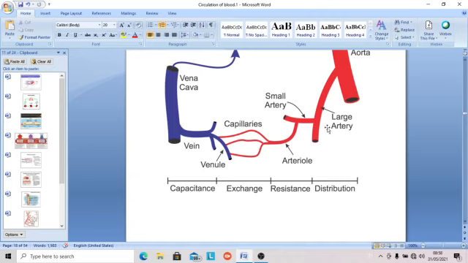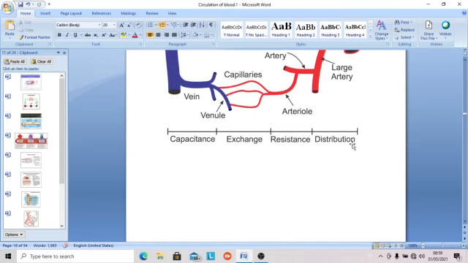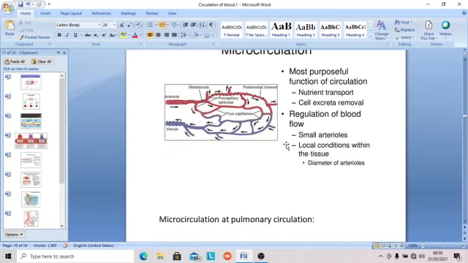So the area of distribution, then the area of resistance, then area of exchange in capillaries. Whatever is to go into the tissues, whatever is to be taken from tissues, the area of exchange. And then area of capacitance. Now you don't have pressure in it. A lot of blood is stored here. That is called capacitance. After the blood has come here, slowly it will move on, but more than 80% of blood is stored in the venous system. So distribution channels, resistance channels, exchange channels, and capacitance channels.